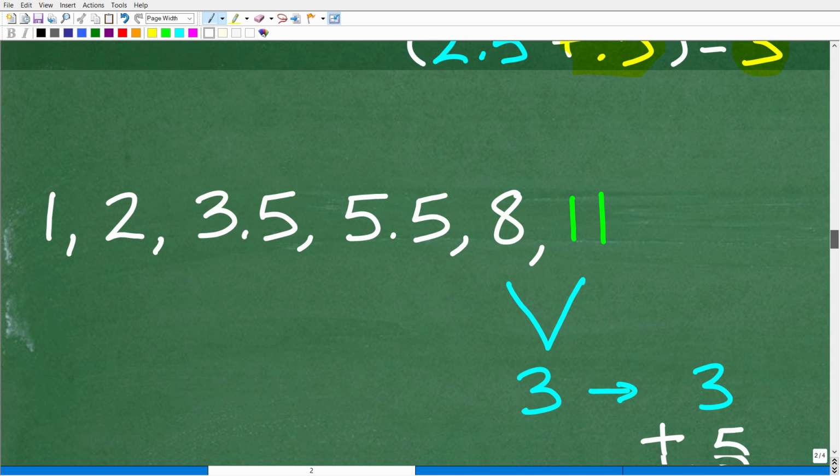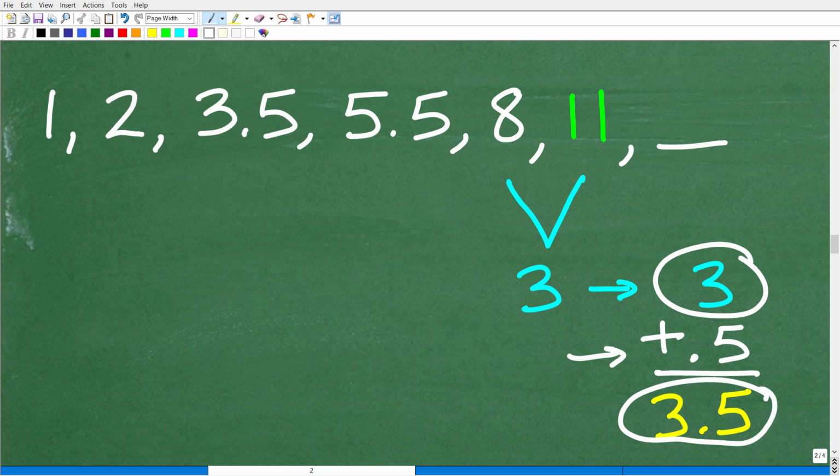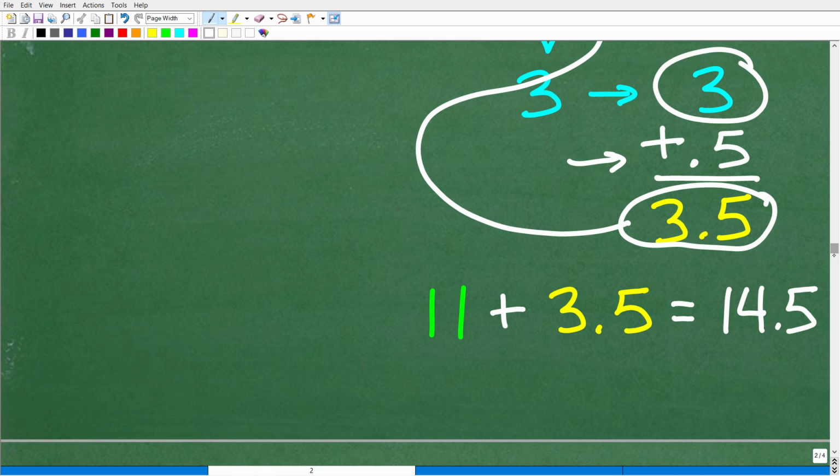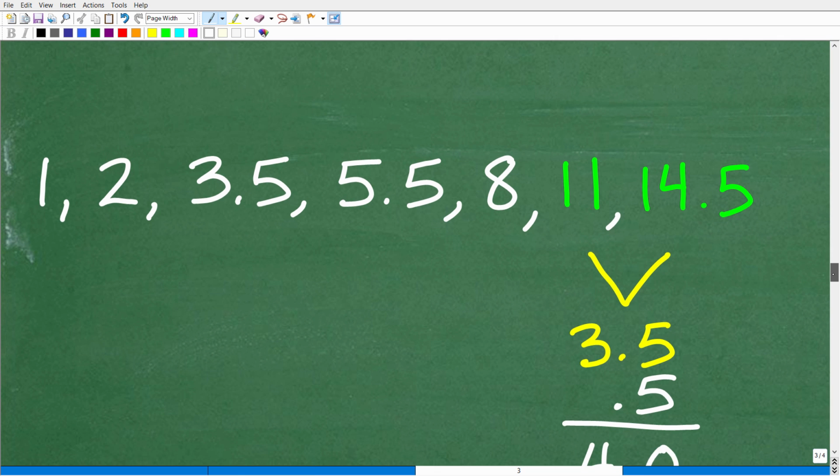If we understand that, then we can go ahead and get the rest of the numbers. So now we have 8, and then 11 is our next number. To get the next number, we take the difference between 11 and 8, which is 3. Then we add 0.5, which is 3.5, and we take that 3.5 and add it to the previous number in the sequence. So 11 plus 3.5 is 14.5.